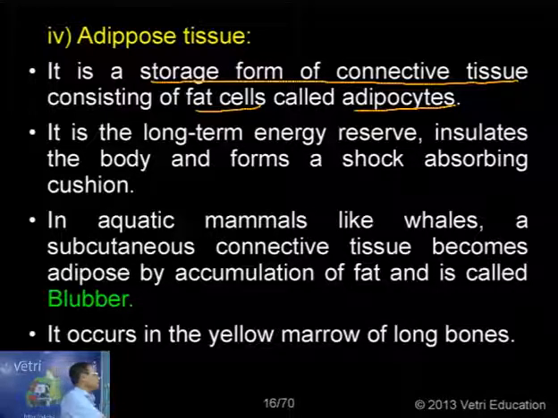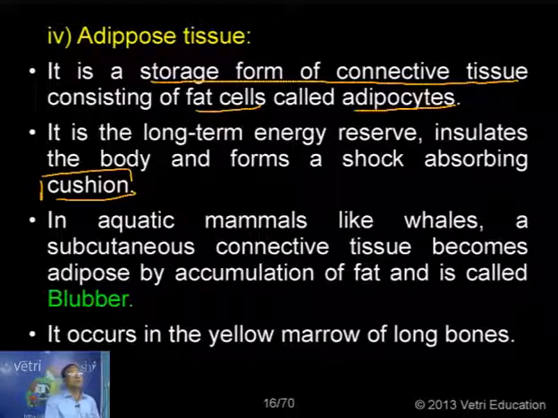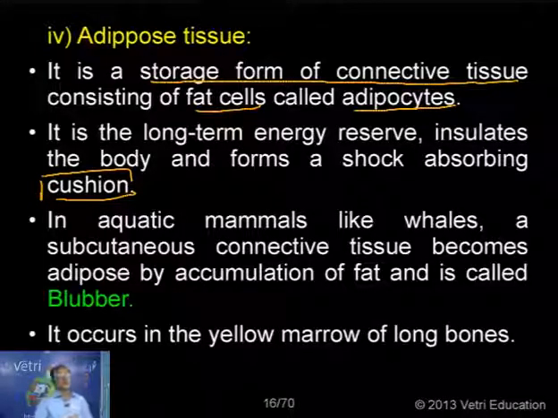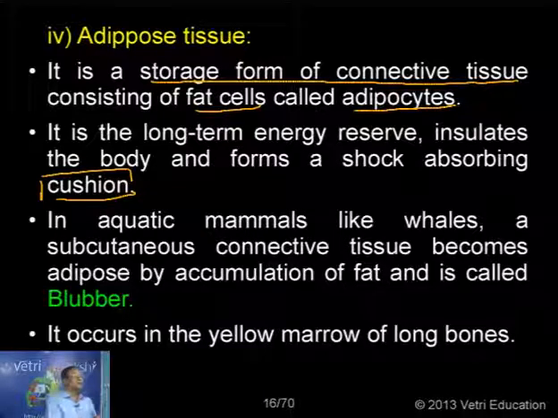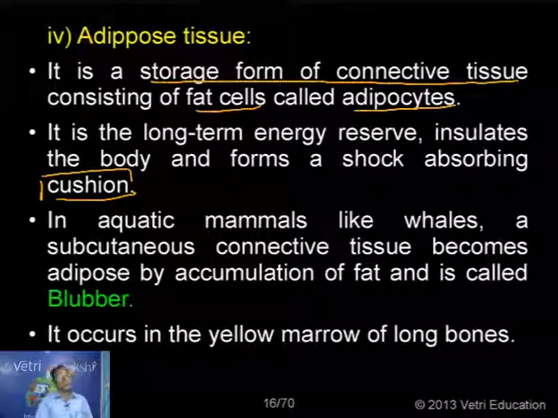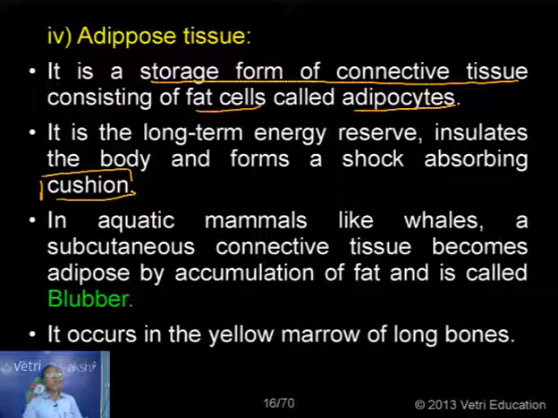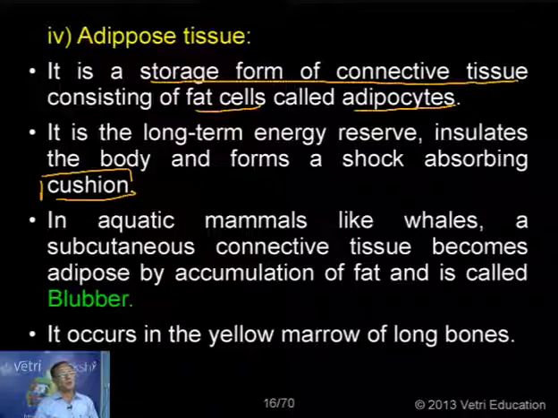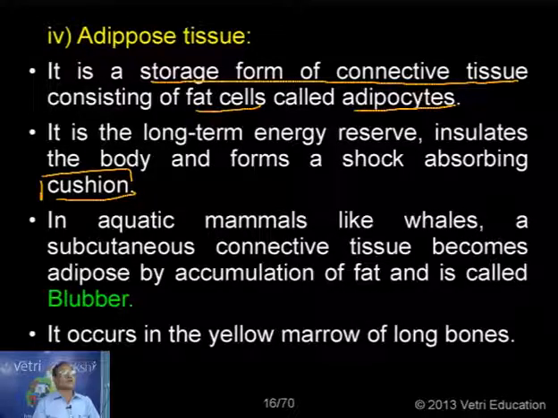Number two, it acts as a cushion. As a shock absorbing structure, any blows are absorbed. When you fall down, that is a shock, and from that shock you are protected by this tissue. That is why it is called a cushion. And also we get energy. Suppose you take more food, carbohydrates; the excess carbohydrate gets converted and stored in adipose tissue in the form of fat.